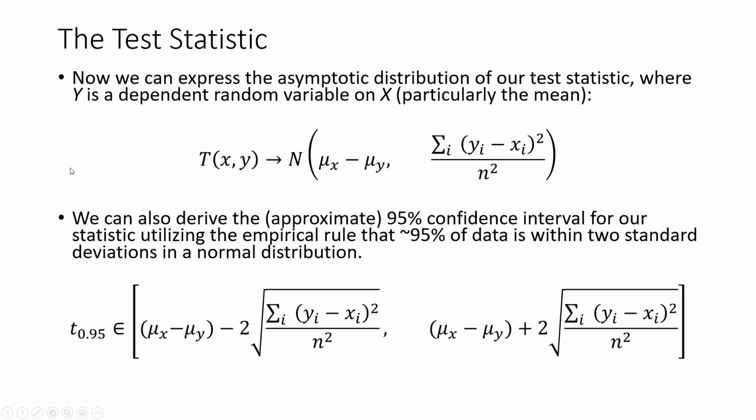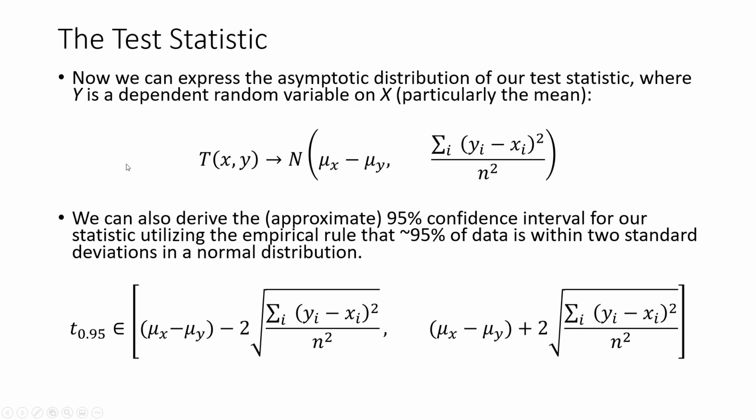And so now, finally, after all of that work, we can express the asymptotic distribution of our test statistic. And so we can get T of xy converges in distribution to mu x minus mu y as our mean, and the sum of yi minus xi squared over n squared, which is our variance. And of course, if you want the standard deviation, you would just take the square root of this.